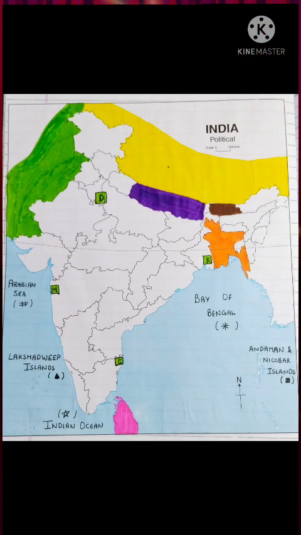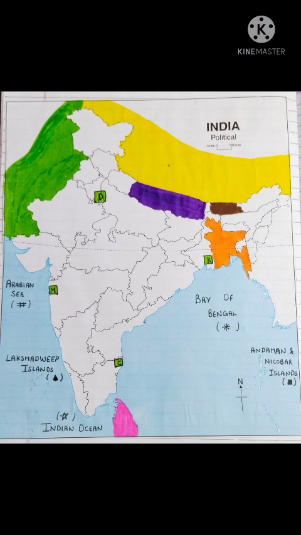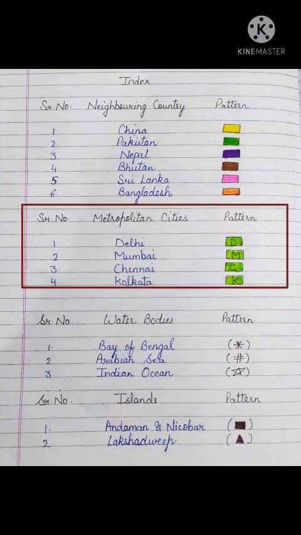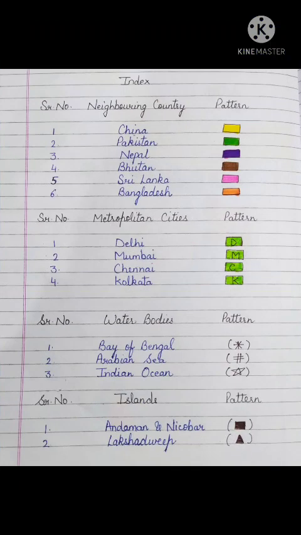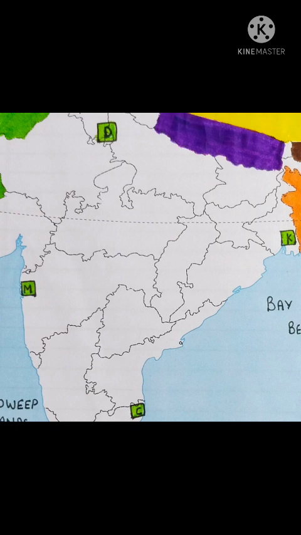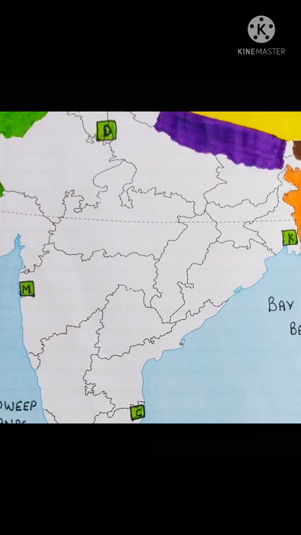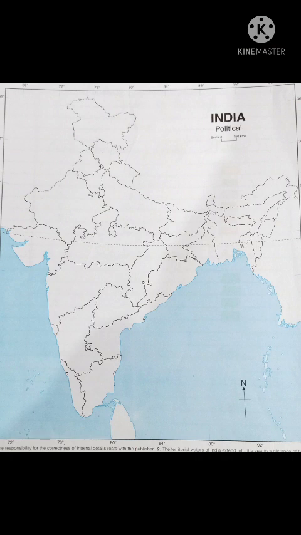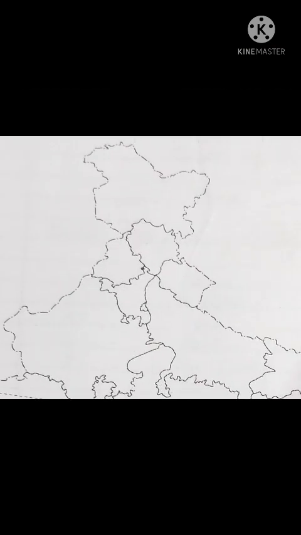The next thing we will learn about are 4 metropolitan cities in India. And for this also we will make index with 3 columns: serial number, metropolitan cities and pattern. Now let's begin. The first is the capital city of our country, Delhi, and I have marked it with its initial letter D. Children, as you can see here on the empty map, a small circle in between Haryana and Uttar Pradesh, it is Delhi.